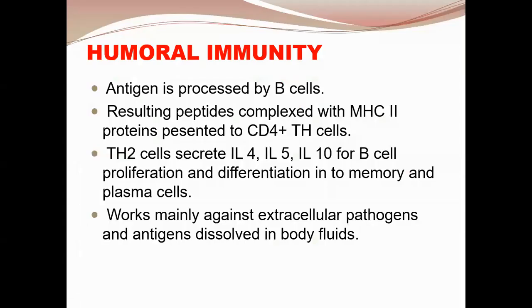What is humoral immunity? In humoral immunity, the antigen is processed by the B cells, and the resulting peptides, which are complexed with major histocompatibility complex protein 2, are presented to the CD4 cells, the T helper cells. The T helper cells secrete interleukin 4, 5 and interleukin 10 for B cell proliferation and differentiation into the memory and plasma cells. And humoral immunity mainly works against extracellular pathogens and antigens dissolved in the body fluids.